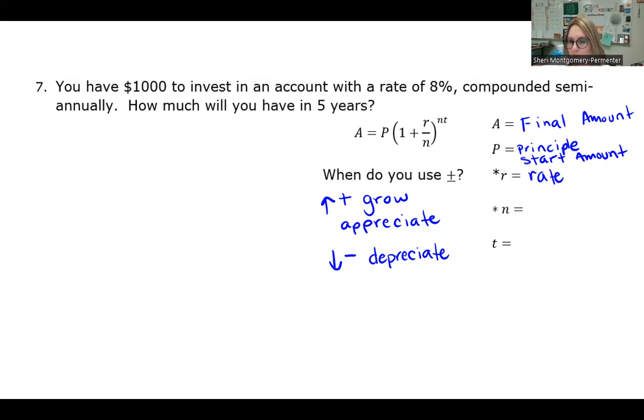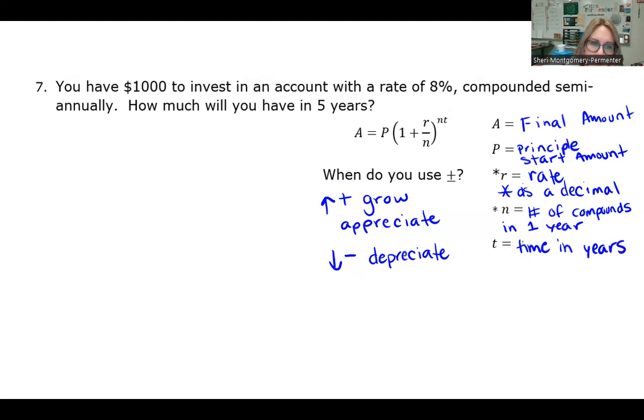R is your rate. But this is very important, so this is why I put a star. It has to be in or as a decimal. The N is the number of times that it compounds in 1 year. So it's the number of compounds in 1 year. T, what do you think time is, or T is? I just said it, time. But it's time in years.